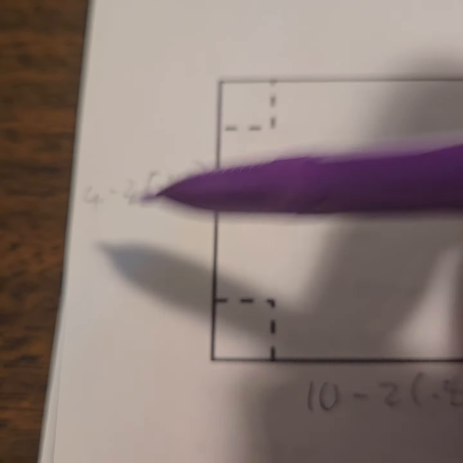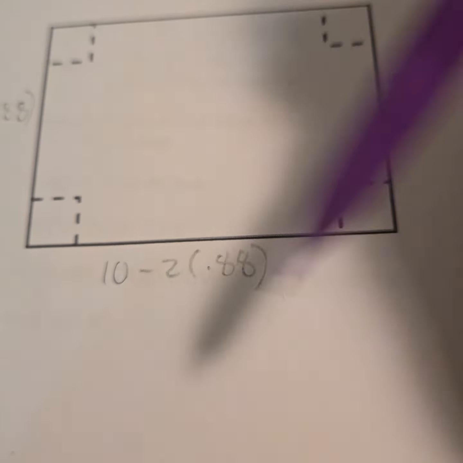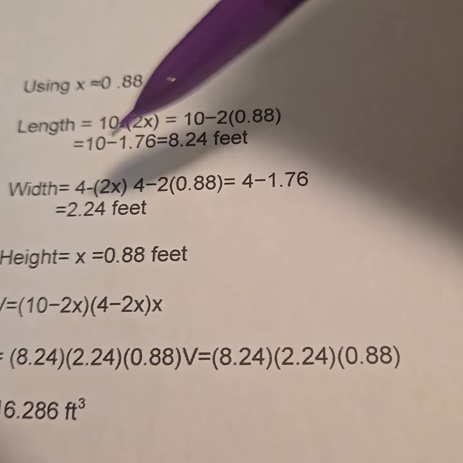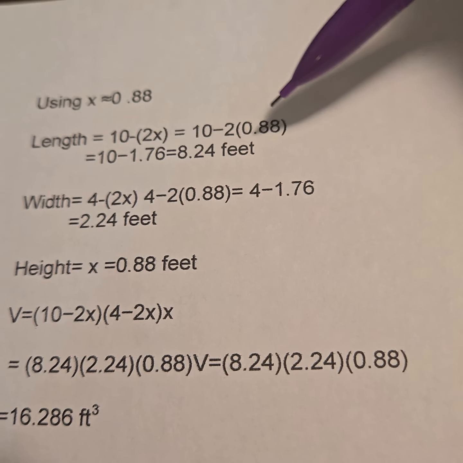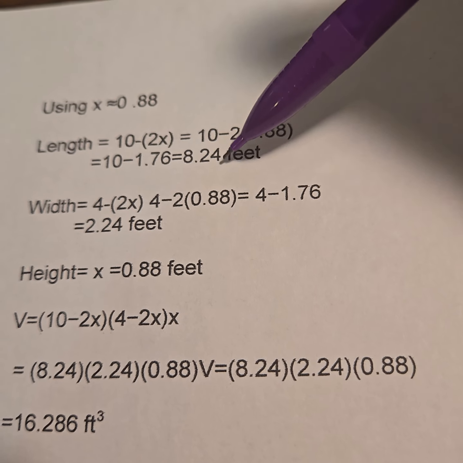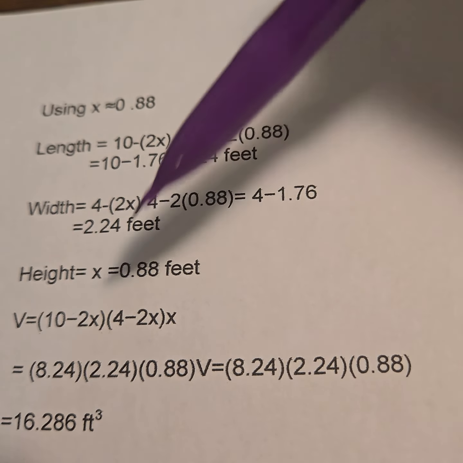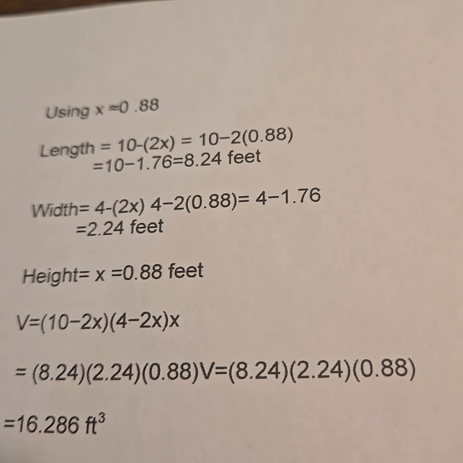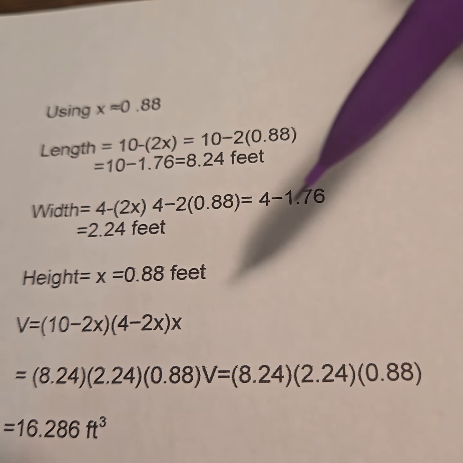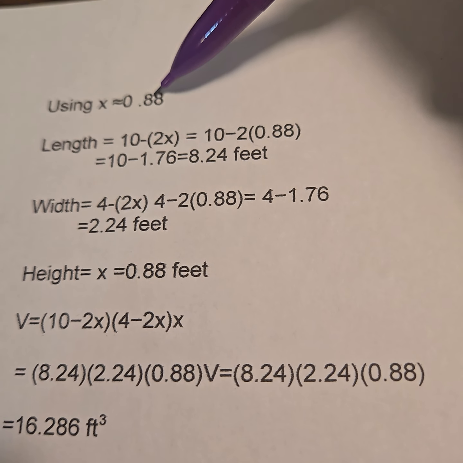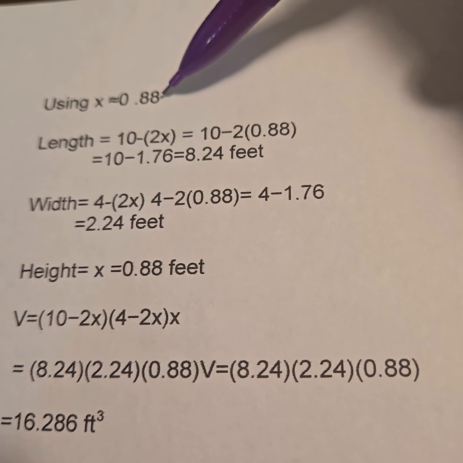The width is 4 minus 2 times 0.88, and the length is 10 minus 2 times 0.88. Using that, 10 minus 2x is 10 minus 2 times 0.88, which simplifies to 8.24 feet. That's the length. The width is 4 minus 2x, which is 4 minus 2 lots of 0.88, and that simplifies to 2.24 feet. And x, that's the height of our shape, is 0.88.